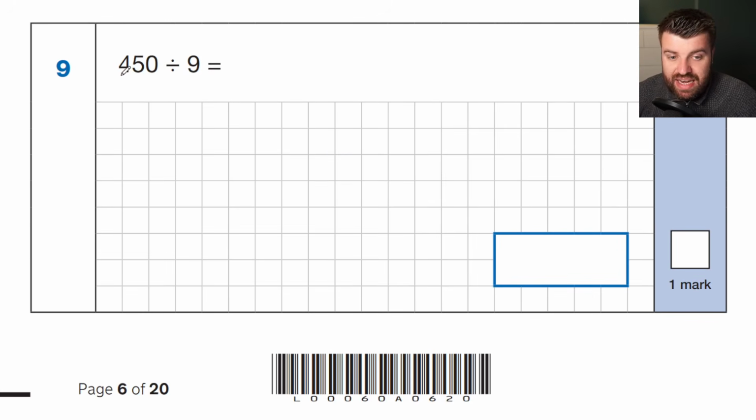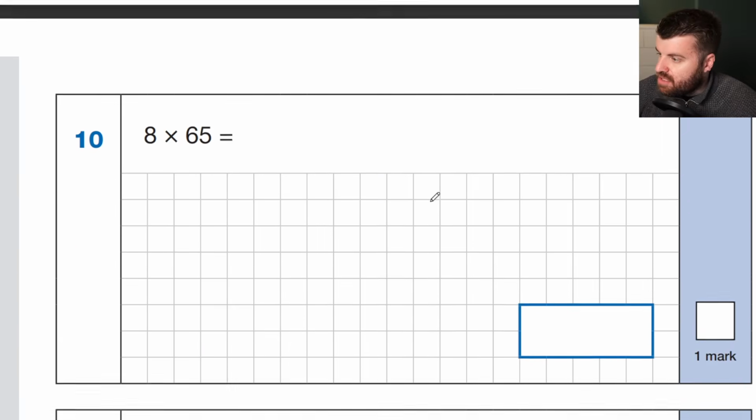450 divided by 9. This is a case of using your times table facts. 45 divided by 9 is easy. 45 divided by 9 will give us 5. But, of course, it's 450. It's 10 times bigger. So our answer also must be 10 times bigger. So to get that correct, you can use your times table facts. But you have to correct it, guys. If it's 10 times bigger, do the same to the answer as well.